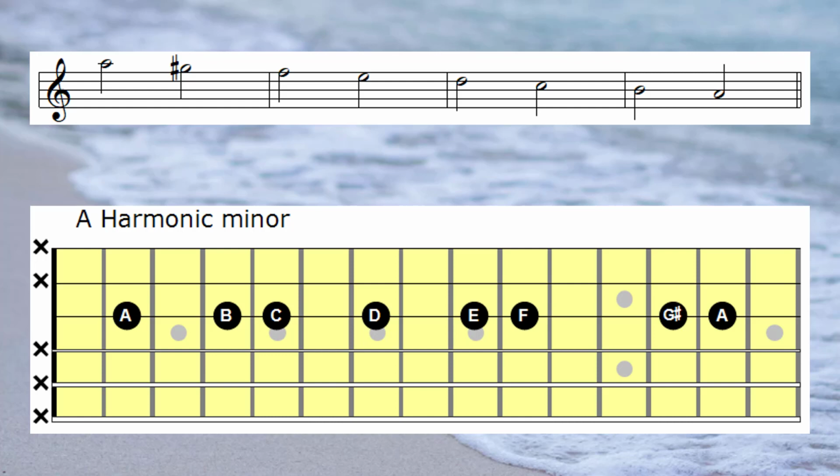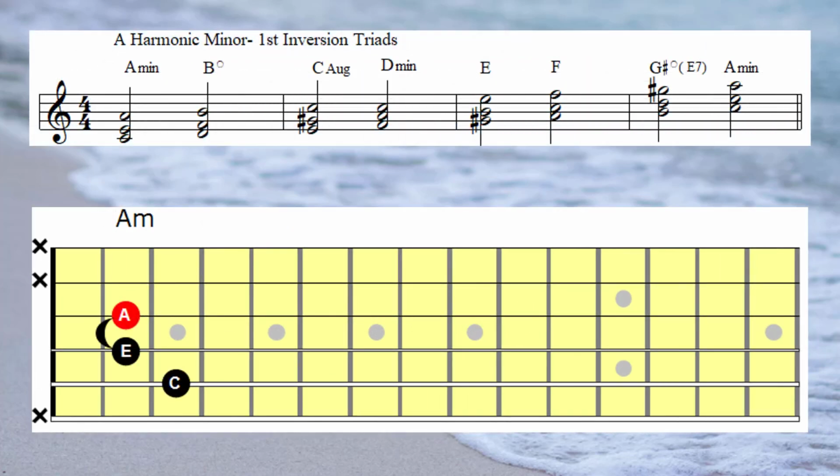And now here's the triads that are created from the A harmonic minor scale. I'm playing first inversion triads for this exercise. That means the tonic note for each chord will be the highest note in the triad. Here goes.